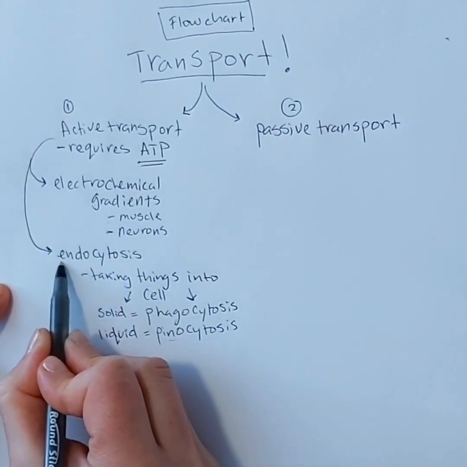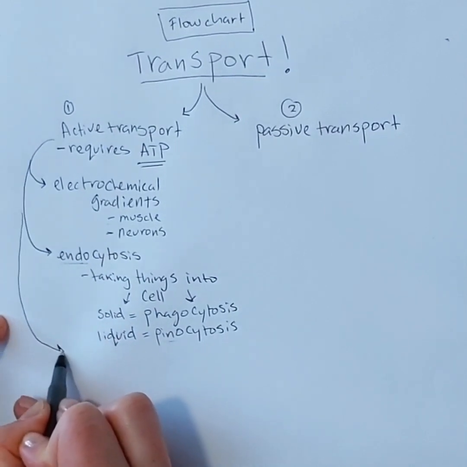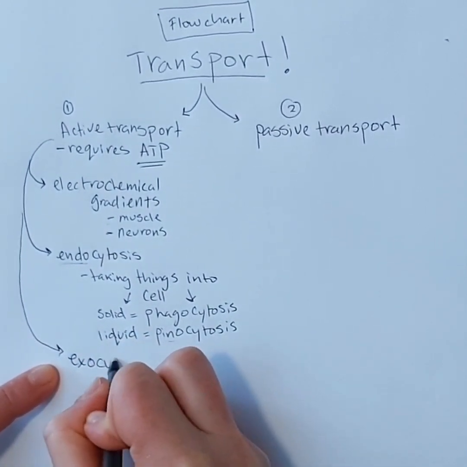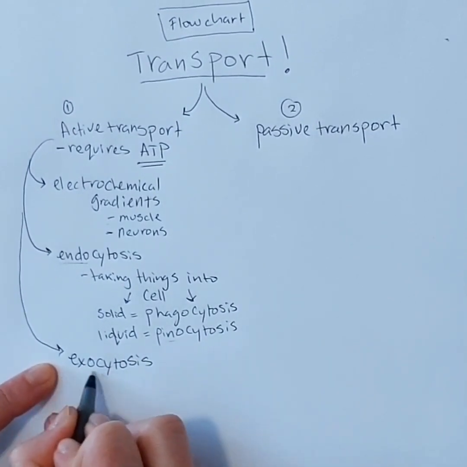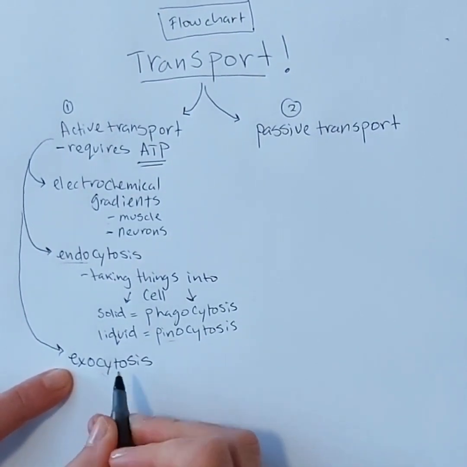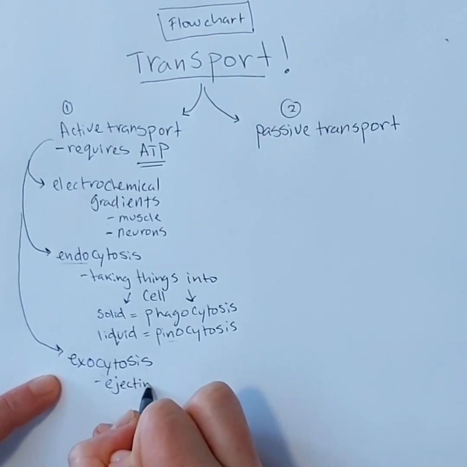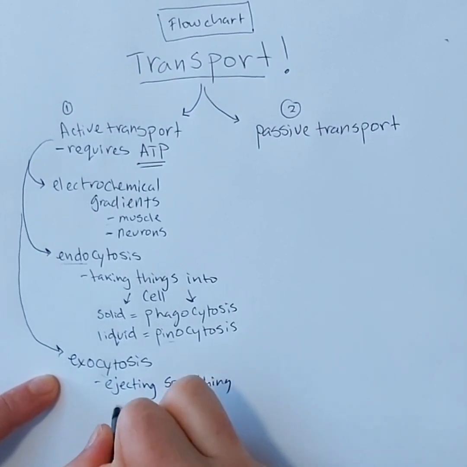If we're going to use energy to take something into the cell, we're also going to use energy to take something out of the cell or to push it out of the cell. That's exocytosis. Cytosis refers to cell. Exo means outside, like exoskeleton. So outside of the cell, ejecting something from the cell.